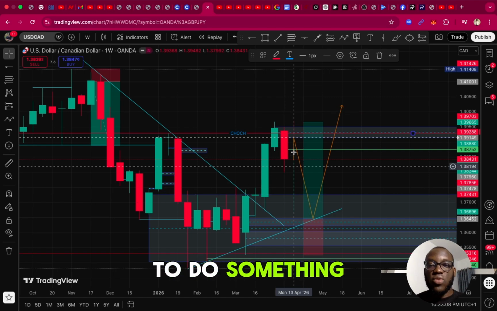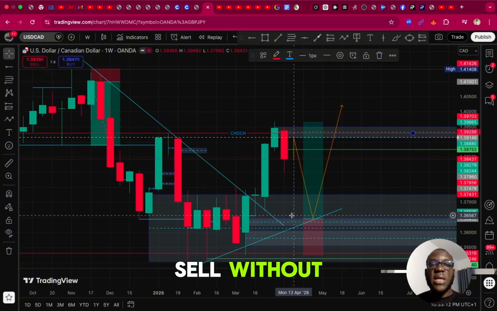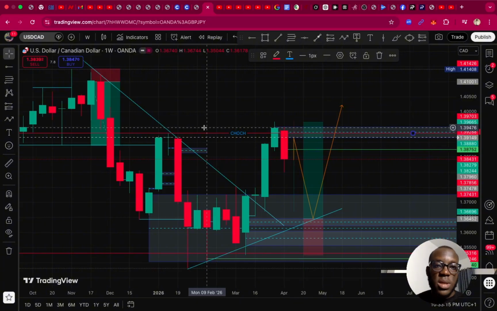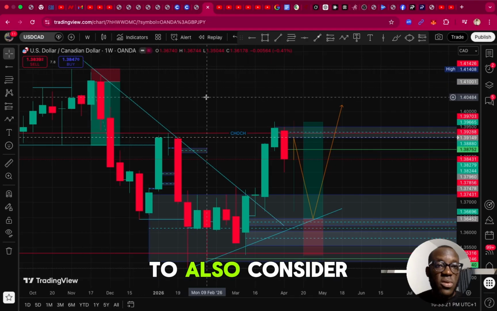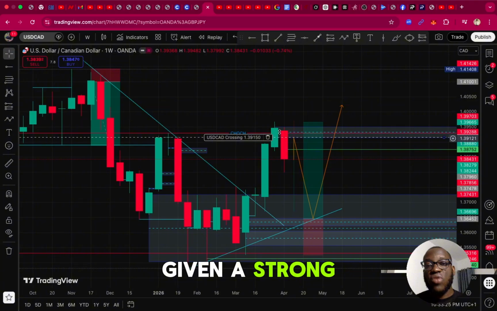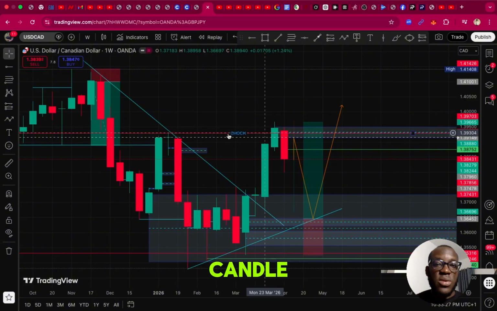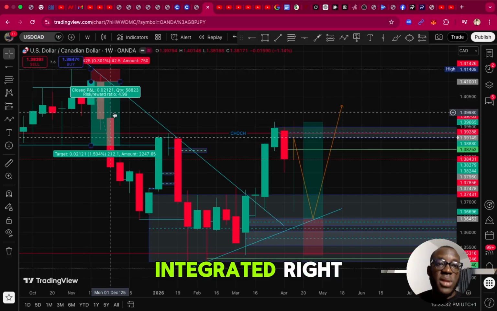So we need to do something. We need to enter a sell down here, but we can't just enter a sell without more confirmations. So let's drop down to one of the things I need to also consider, in as much as the market has broken it and it has given a strong bear reversal candle. Look at this guy here, although it's been mitigated, right?